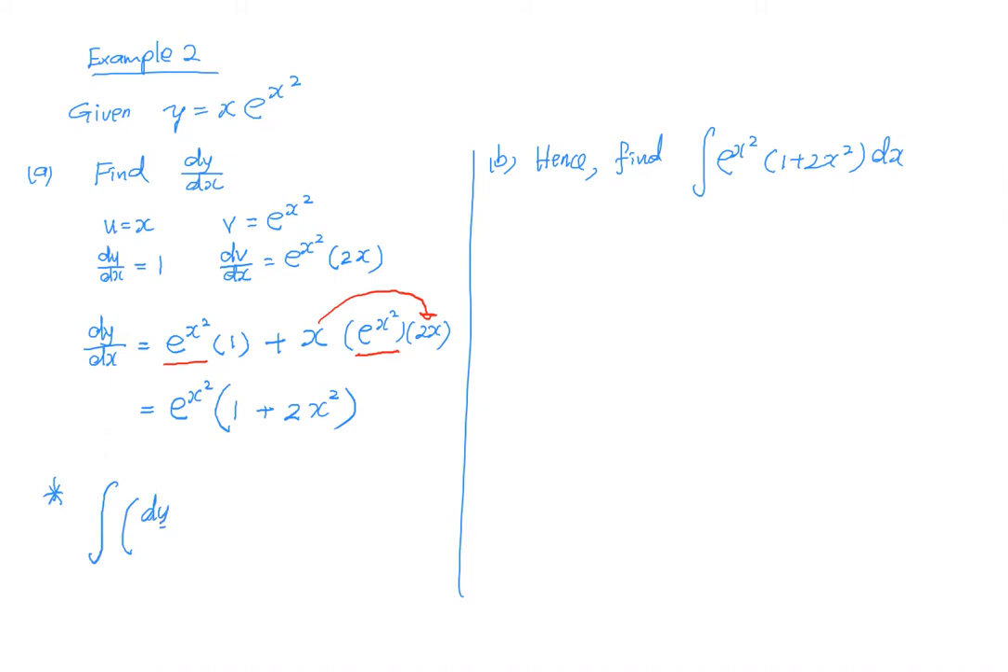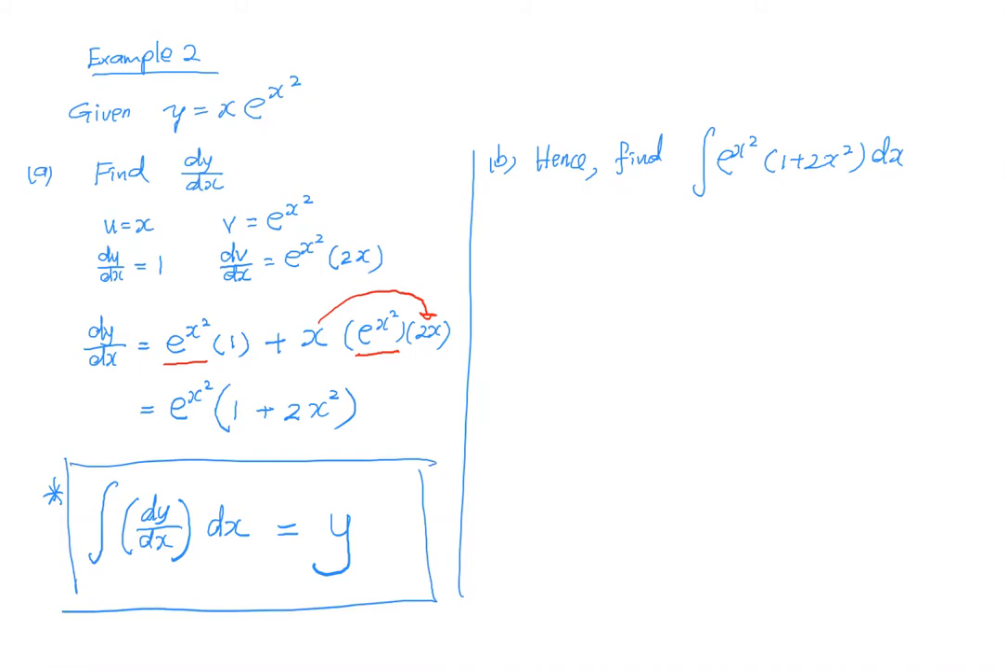I integrate my dy dx expression with respect to x, I will get back my y. Am I right? So I straight away come to here, I write down: if I integrate e to the power of x squared times (1 plus 2x squared) dx, what is the answer? It is the y. And what is the y? There is e to the power of x squared. Then I have to put a plus c.